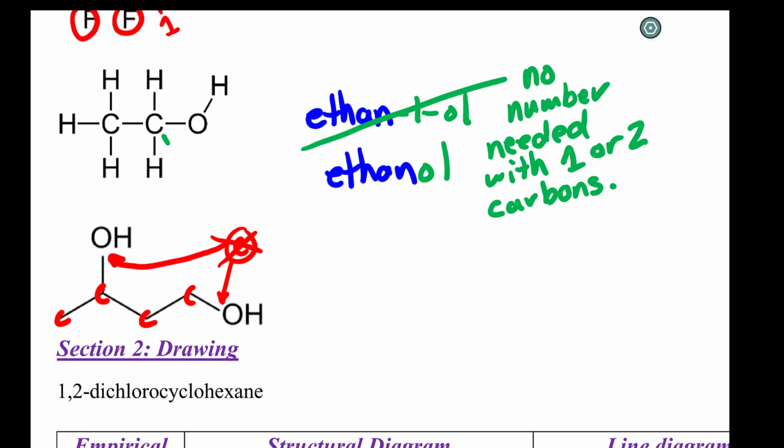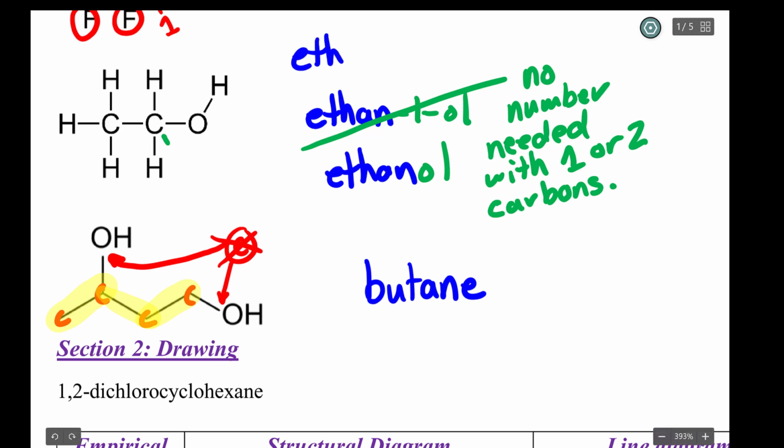So my main chain here is 4 carbons. So this is a butane. So I'm going to write that out. I'm going to say that this is butane. Now normally what we do is we drop that E like above. Like I had an ethane here. We dropped the E and then we inserted an all.